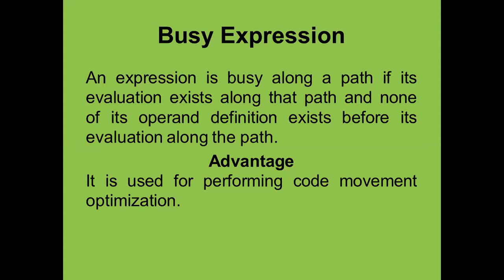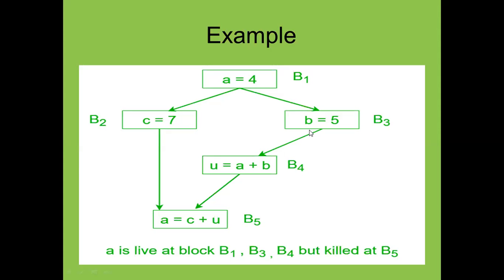So why is A live at B3? Because this expression also depends on B3. U is equal to A plus B, and this depends upon the value of A and B. Here you assign the value of 4 and B is equal to 5, so U is equal to A plus B, and the value will be 9. At B4, because this has the dependency on B1, B3, we can say A is equal to 4. This is called the live variable, and it is live up to B3, B4.